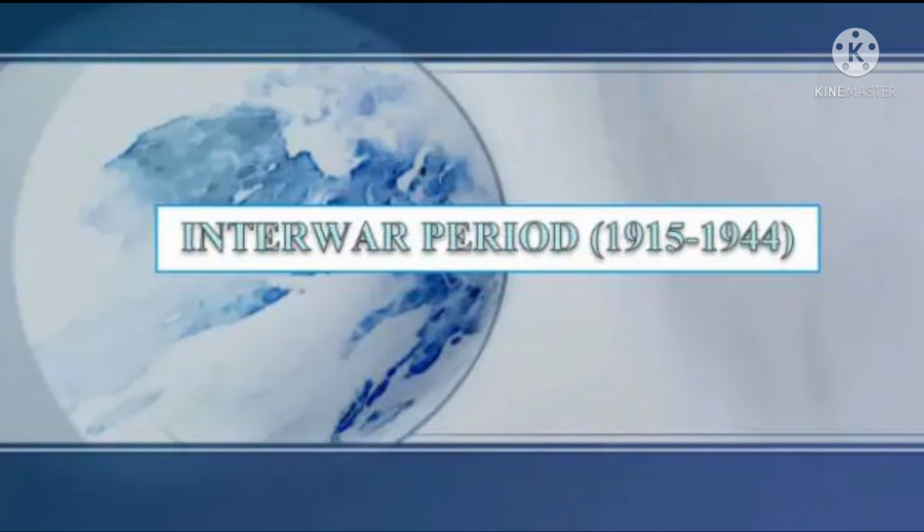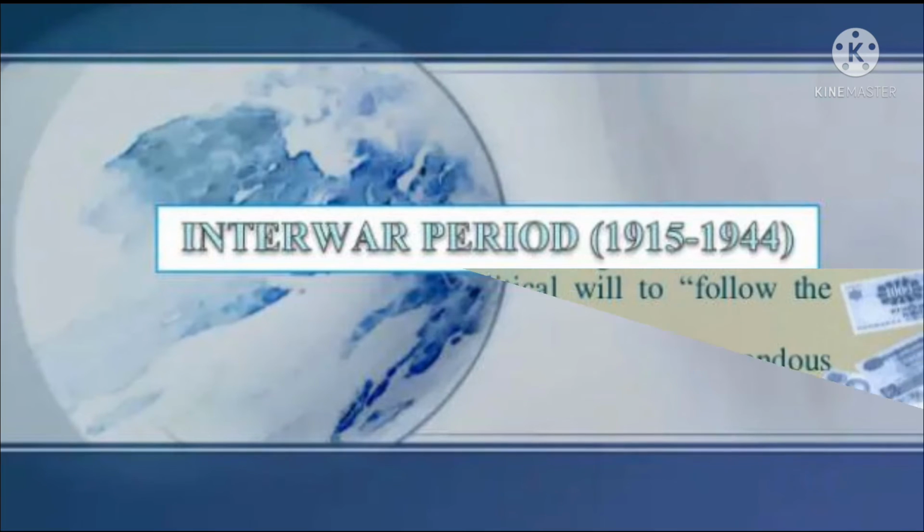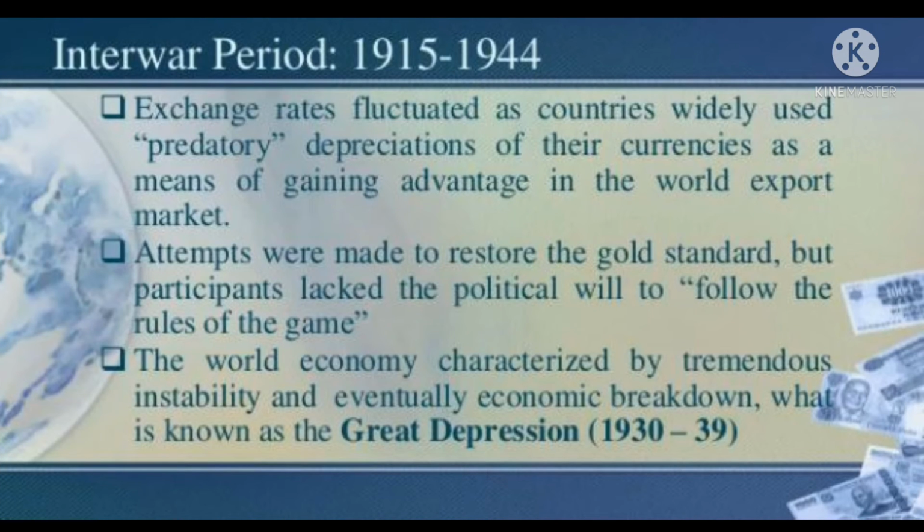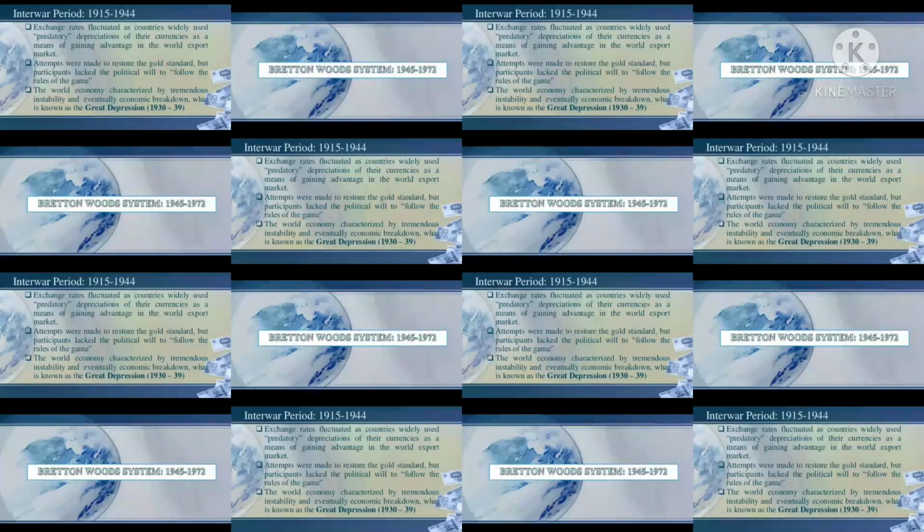Interwar period, 1915 to 1944. First, exchange rates fluctuated as countries widely used predatory depreciation of their currency as a means of gaining advantage in the world export market. The world economy was characterized by deterioration, instability, and eventually economic breakdown. What is known as the Great Depression, 1930 to 1939.